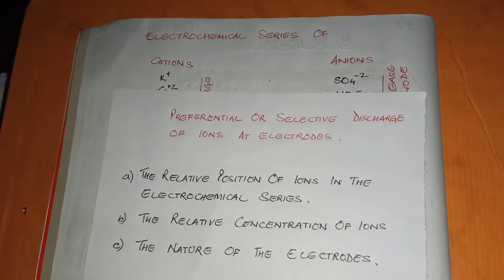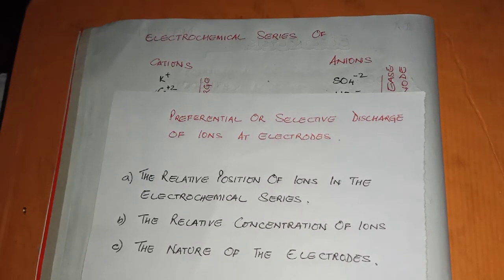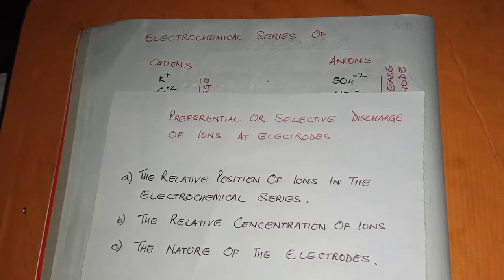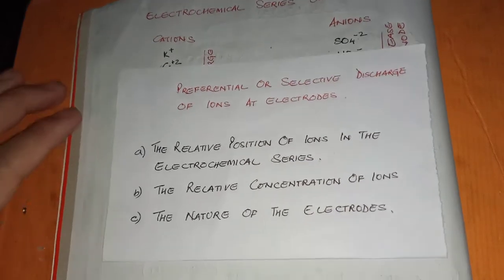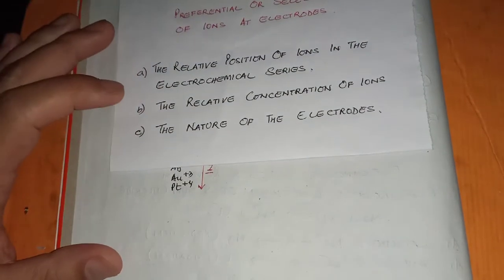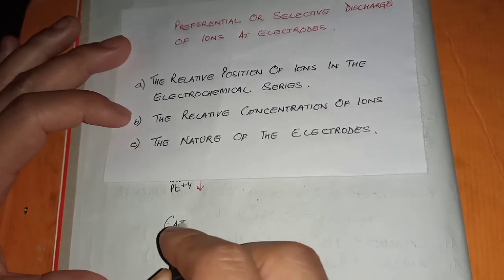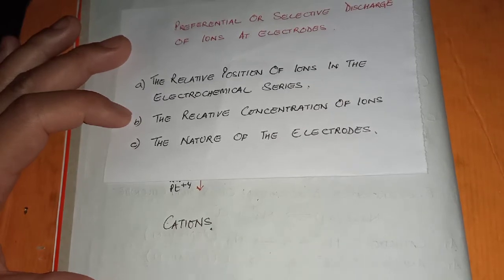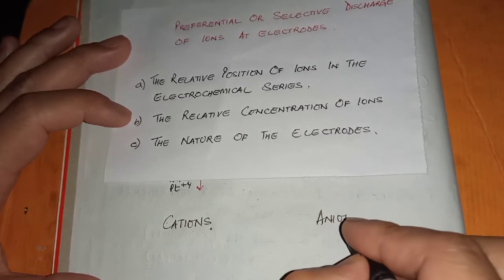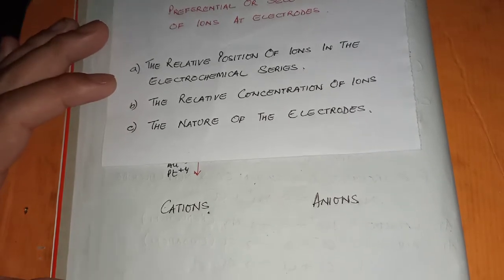The second condition is the relative concentration of ions. The selective discharge of ions at the electrode also depends on the concentration of one particular ion compared to another ion of the same nature. Relative means compared to some other one. Okay, for example, let us try to understand this concept. Second condition, say suppose we have cations and anions in the electrolyte.